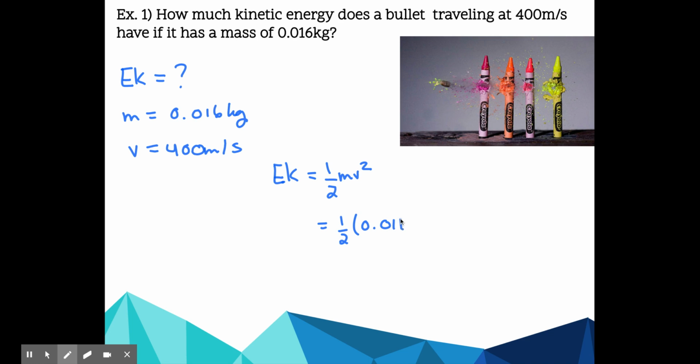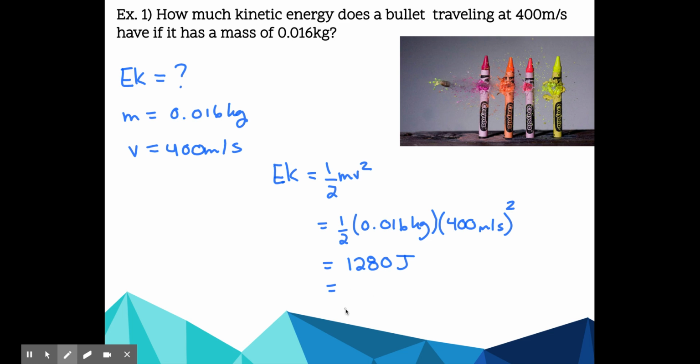times 0.016 times 400 meters per second. But I have to square that. I really recommend you do that right off the bat. It's really easy to forget about it. And so if I put this on my calculator, make sure you only square the 400, not square all of the numbers. I really suggest you type in 400 squared equals, and then times by the other two. Should get 1,280. Check your calculator, make sure you actually can type that in right.